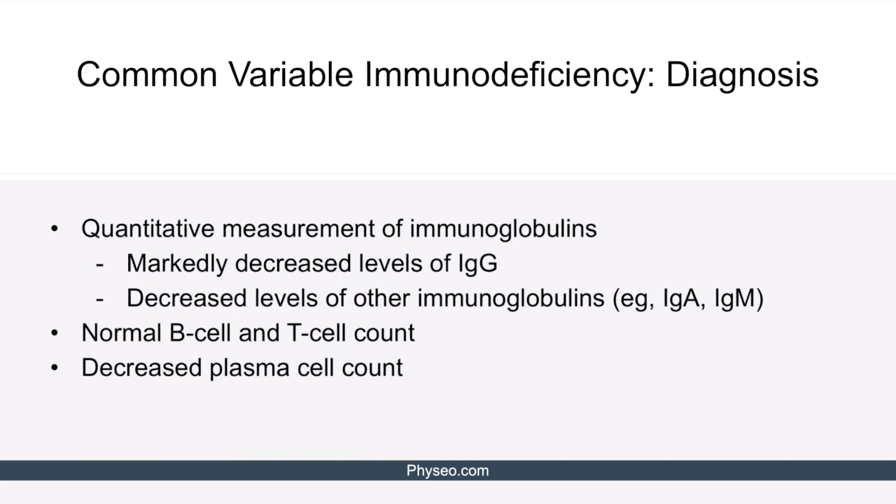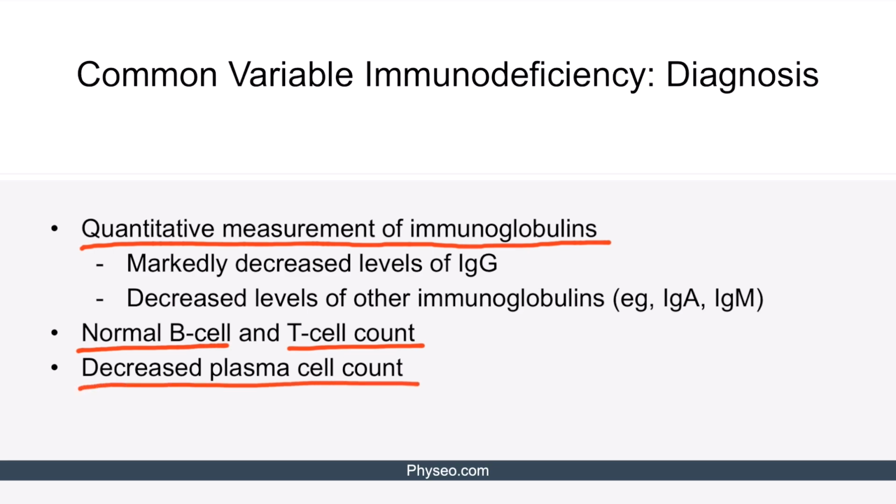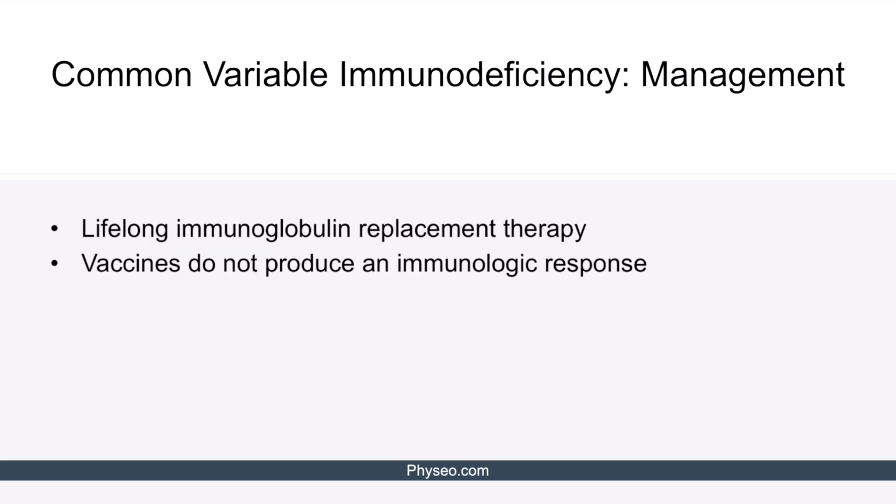When it comes to the diagnosis, quantitative measurement of immunoglobulins will reveal markedly decreased levels of IgG and decreased levels of other immunoglobulins, such as IgA or IgM. Importantly, these patients will often have a normal B-cell and T-cell count, but a decreased plasma cell count. Similar to X-linked agammaglobulinemia, patients with common variable immunodeficiency also require lifelong immunoglobulin replacement therapy, and they do not mount an immunologic response to vaccines.